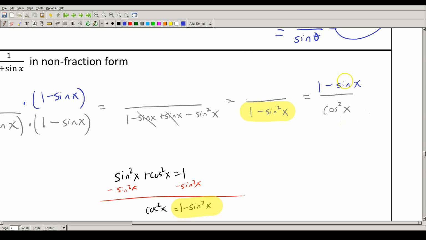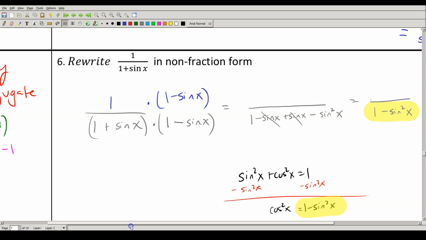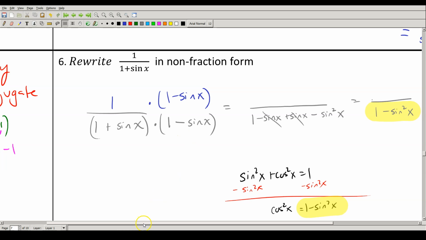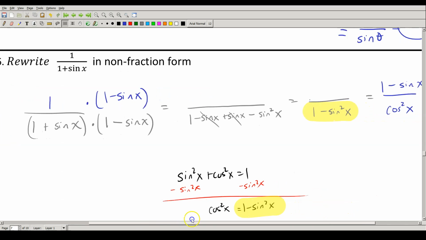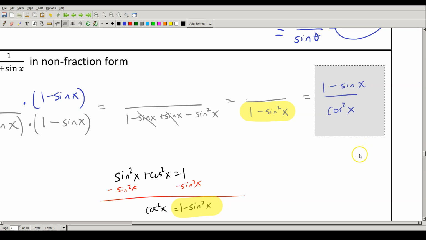Okay? So this is what we got, right? We have 1 minus sine x over cosine squared x. And you're like, how in the world? That didn't even help. Okay? I'm supposed to make this turn into not a fraction. And I'm doing all this crazy algebra to try to make that happen, right? I multiply by the conjugate, and now I'm here. And you're like, well, I still have a fraction, right? If we go a step further, we can make this happen, right?